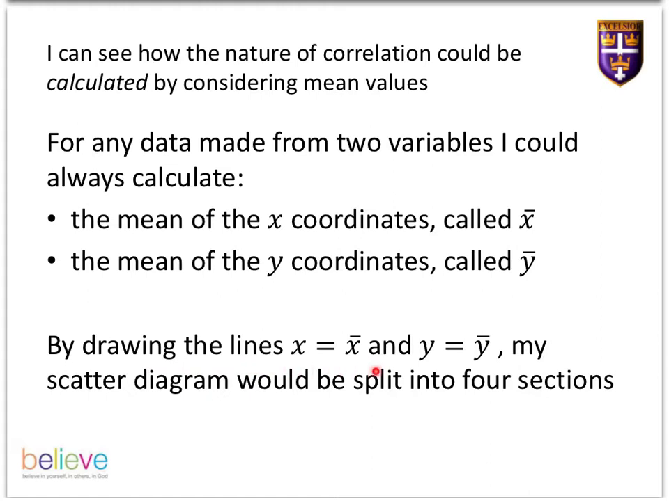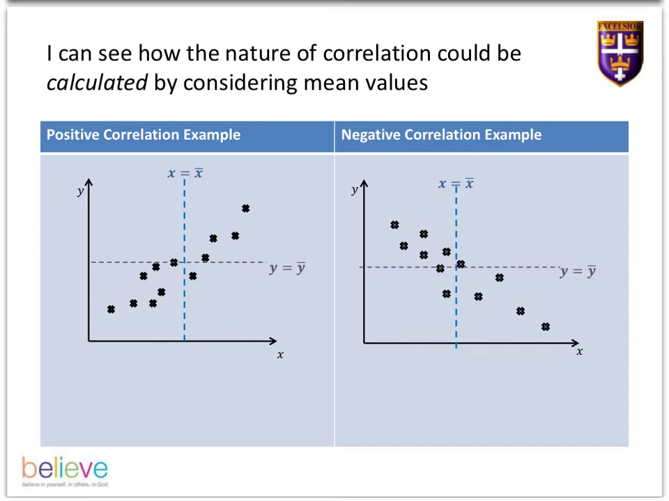What I then do, which seems like perhaps an odd thing to do, is that I'm going to draw on my graph the line where x is equal to the mean of all the x values and y is equal to the mean of all the y values. And that would split my scatter diagram into 4 separate sections. Here's a couple of examples of that.